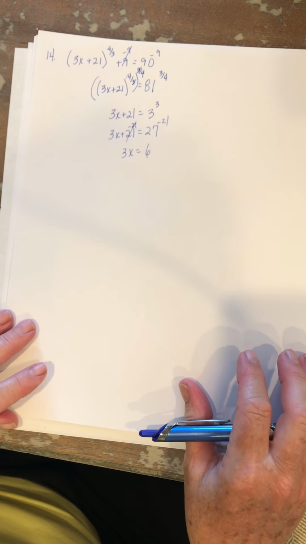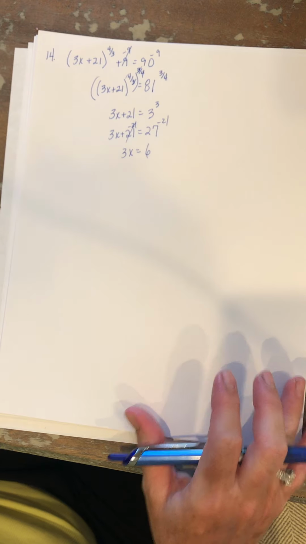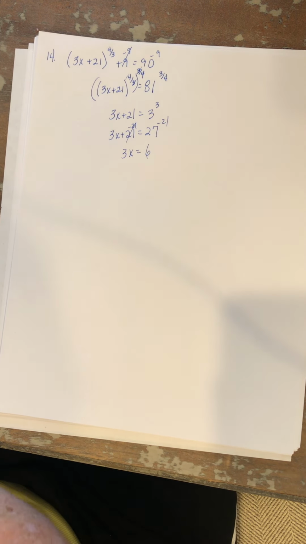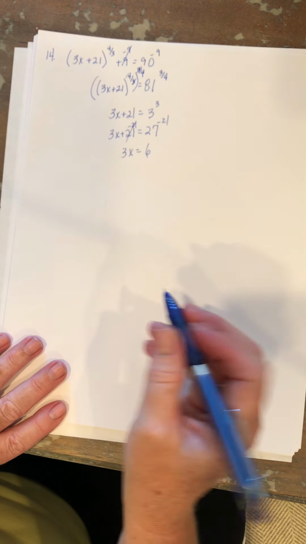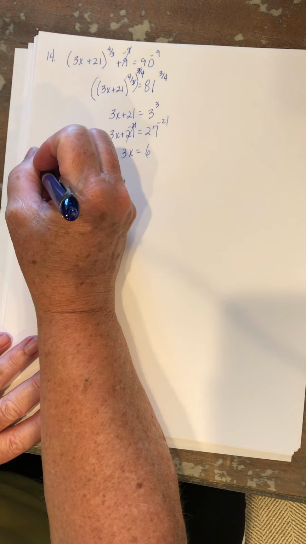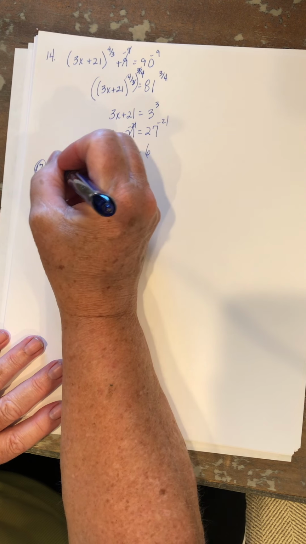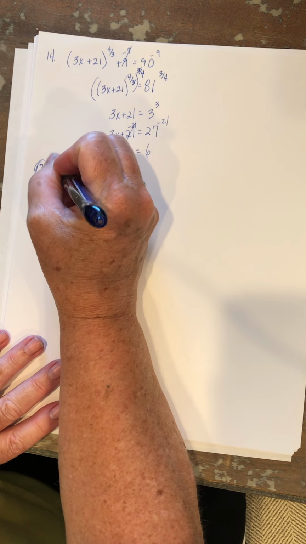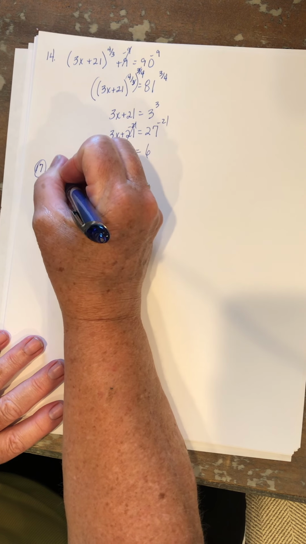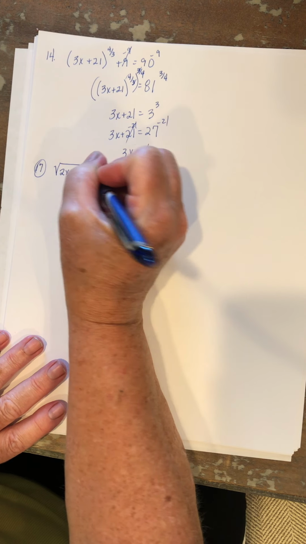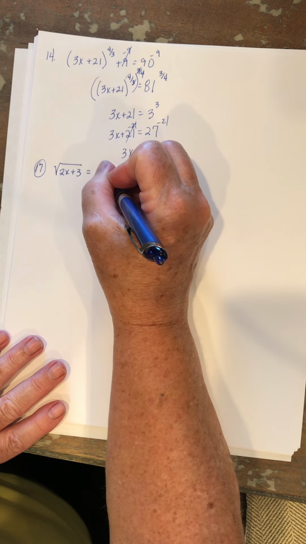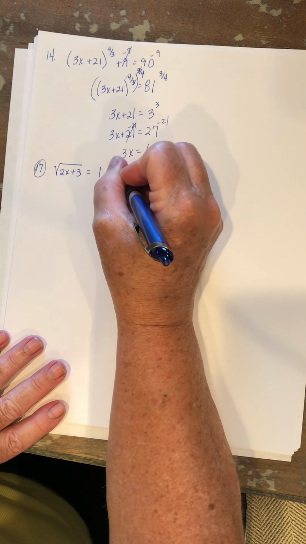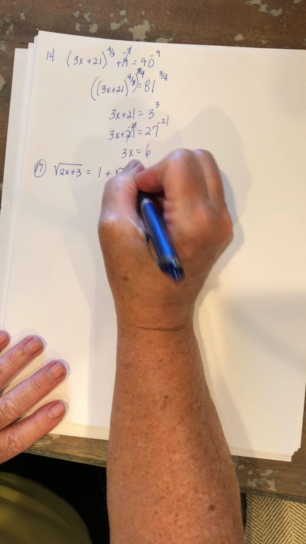Okay? Now, the last one is 17. 17 looks like this. The square root of 2x plus 3 is equal to 1 plus the square root of x plus 1.